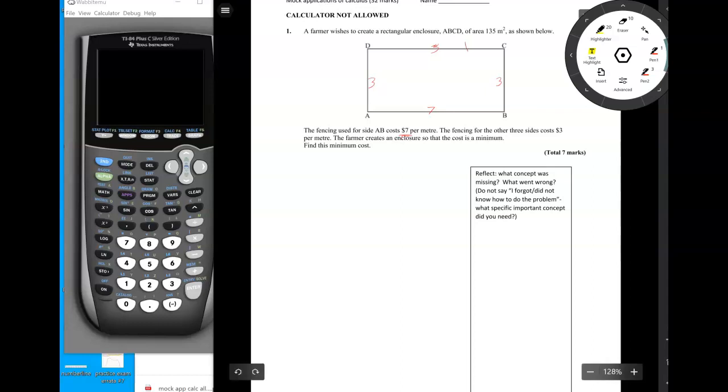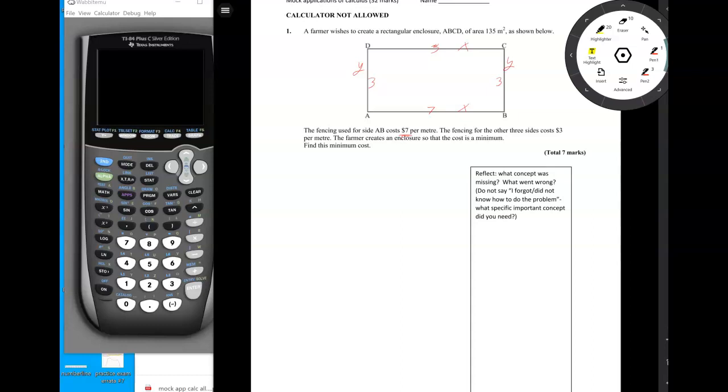So let's say that the CD and AB are X, and CB and DA are Y. We're going to make two equations because whenever you do these optimization problems, you need two equations. Usually one is like an area equation, the other one's like a perimeter equation. One of them is going to be a constraint equation, meaning it only has two variables. The other equation is going to be the main equation, which is going to have three variables. And then you use the constraint equation to eliminate one of the three variables in the main equation, and that is what you're going to optimize.